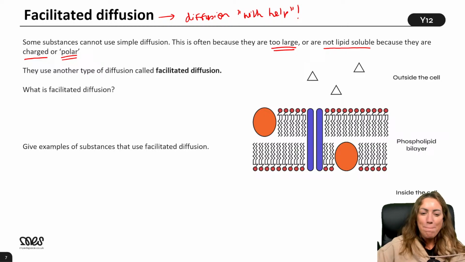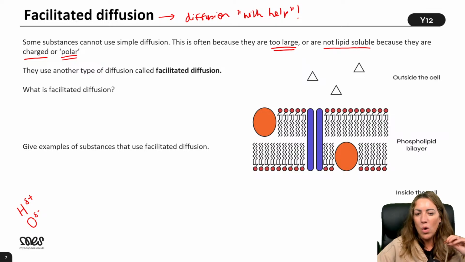Yes, Zainab, I knew someone was going to know this. So remember, water is the exception to this rule. Zainab has just made a really good comment in the chat. He said, water is polar. Yes, it is. Because the hydrogens are slightly positive, we call it delta positive, and the oxygens are slightly negatively charged, delta negative. Water is polar. So it shouldn't really be able to use simple diffusion because it doesn't mix well with lipids and it is polar, but water is the exception. It can use simple diffusion.